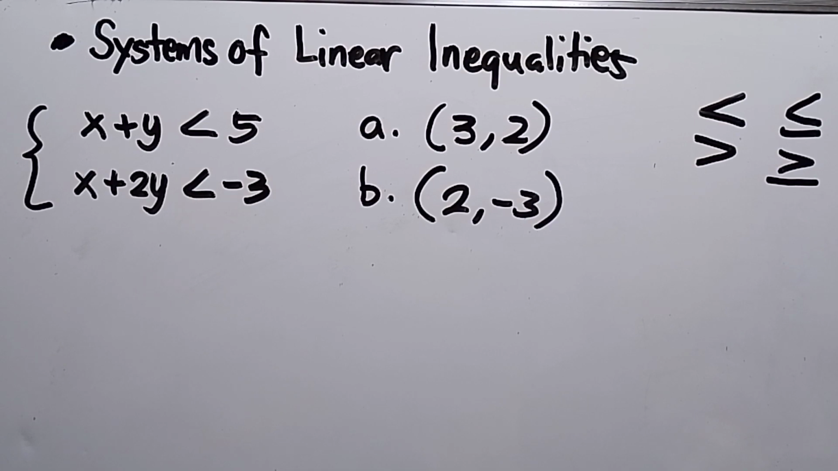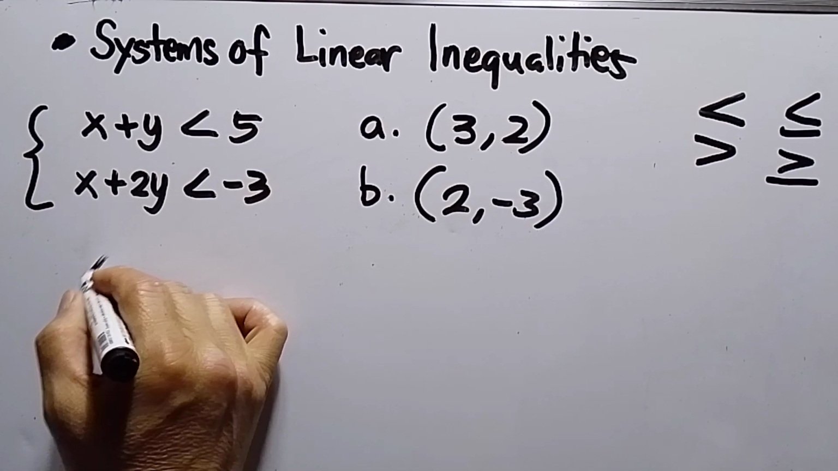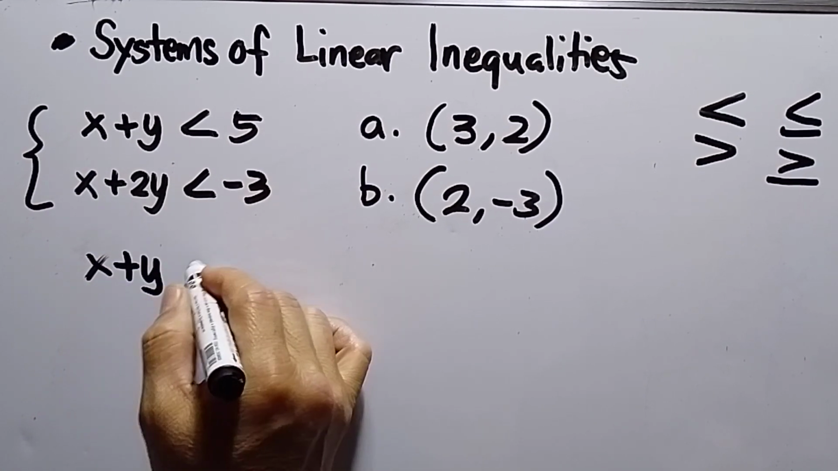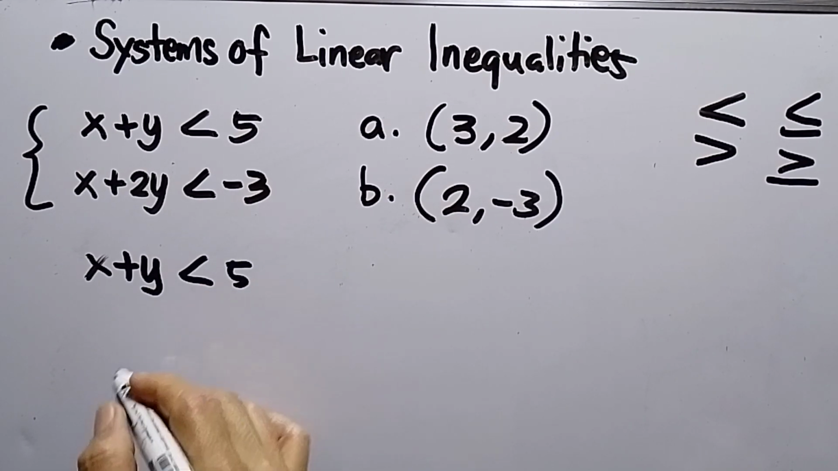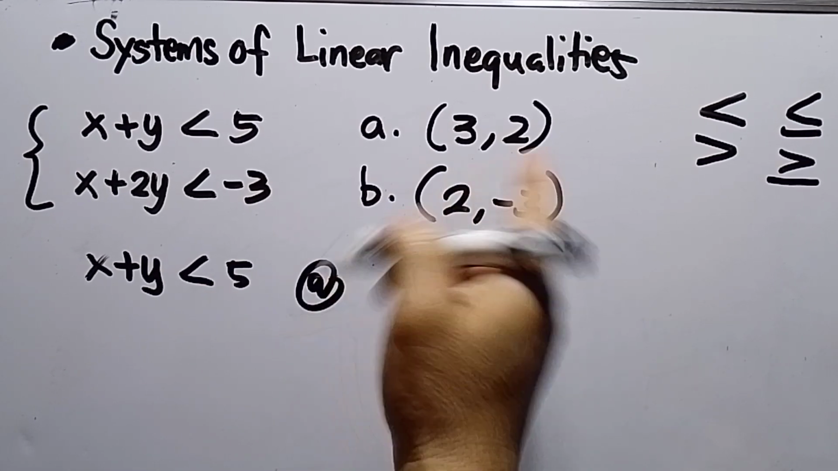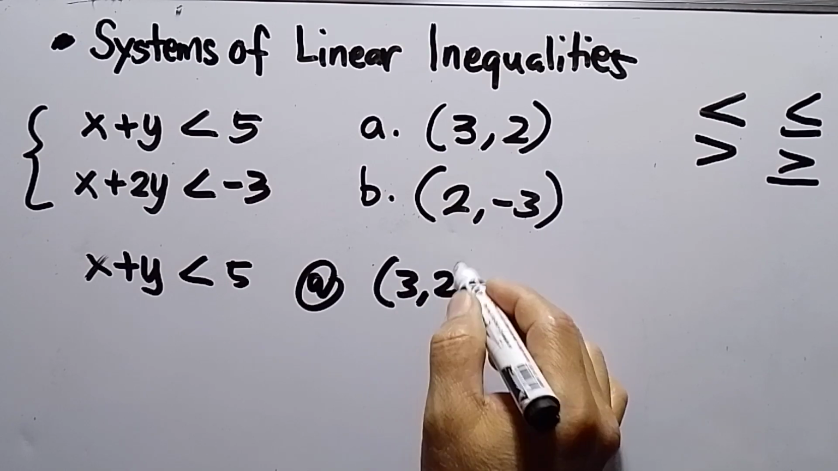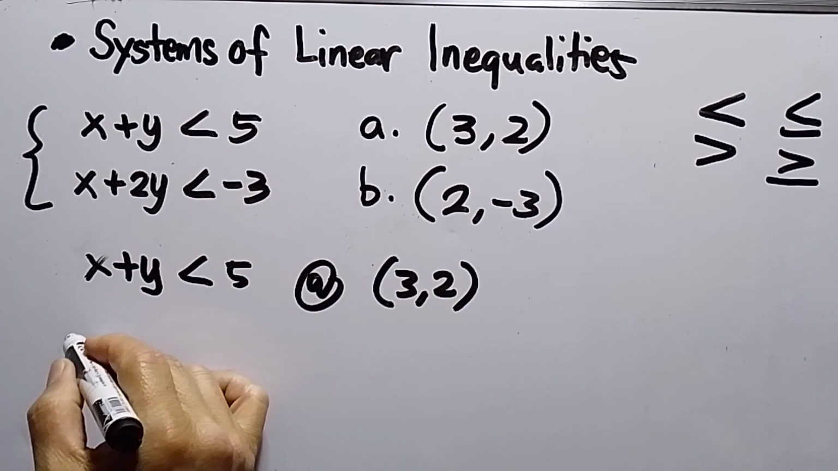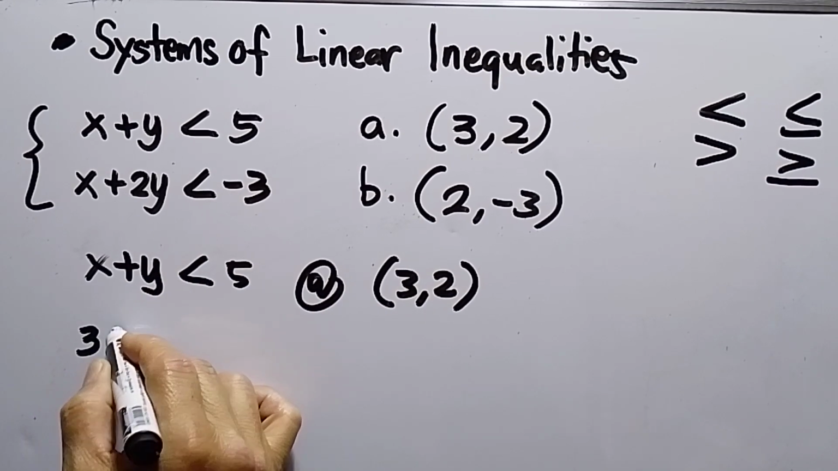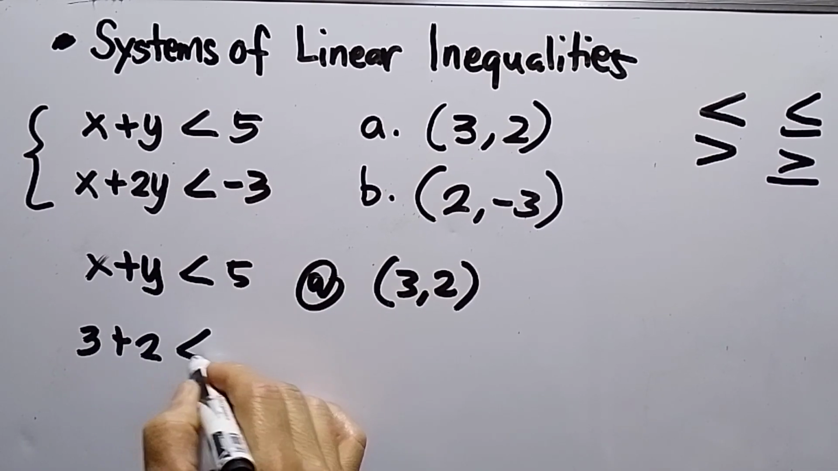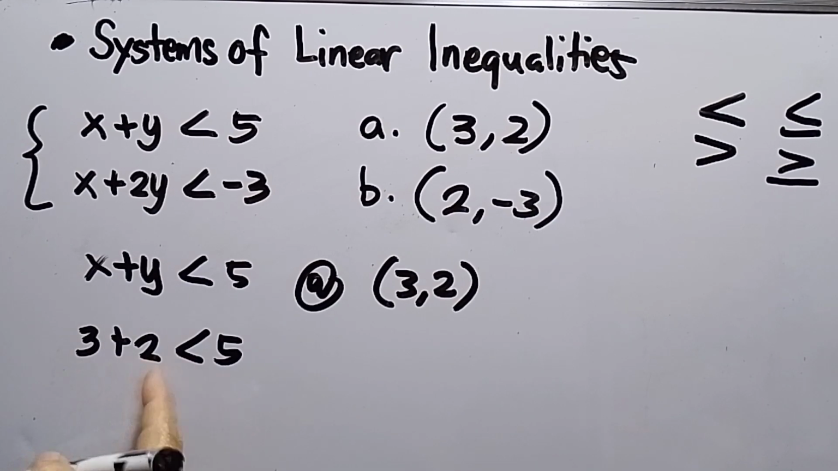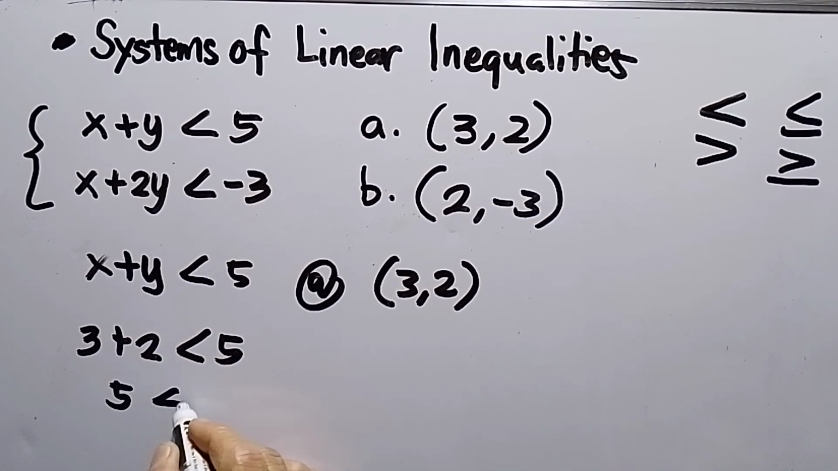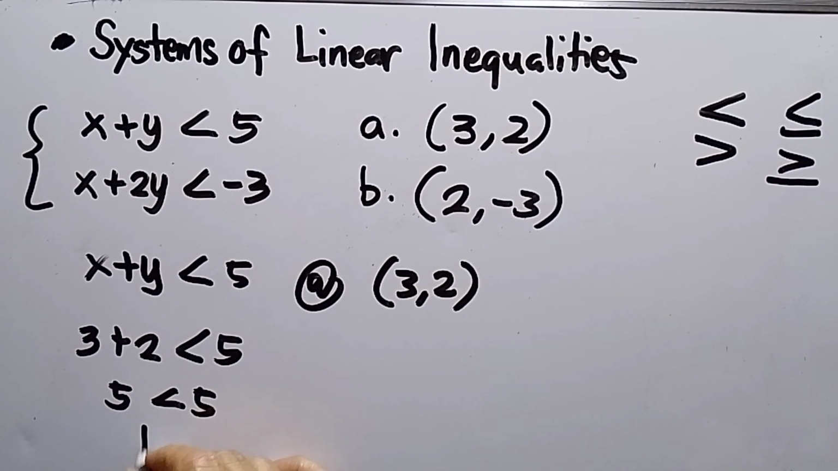Now for the original inequality for number 1, so I have here x plus y less than 5. Okay? So I will use 3 and 2. Let us substitute this one. So x is 3, then y is 2, then less than 5. So 3 plus 2 is 5, less than 5. So meaning this is false.